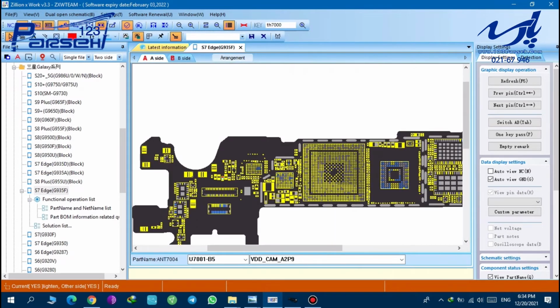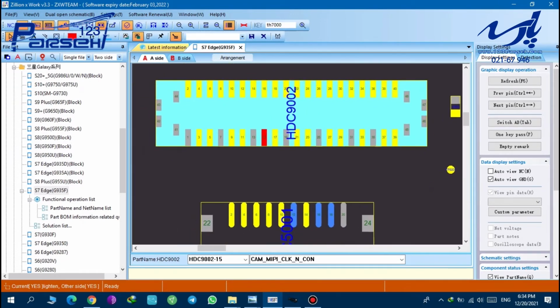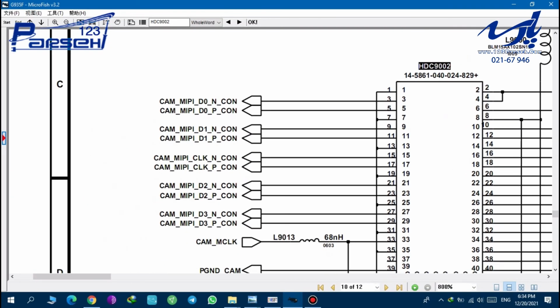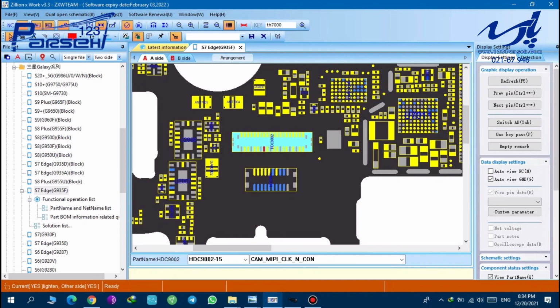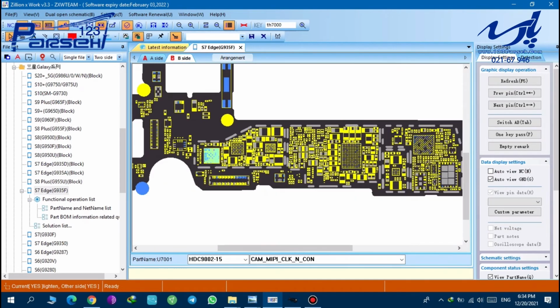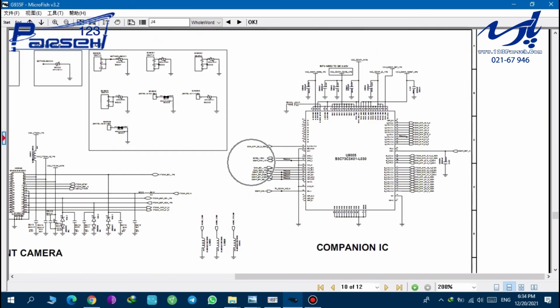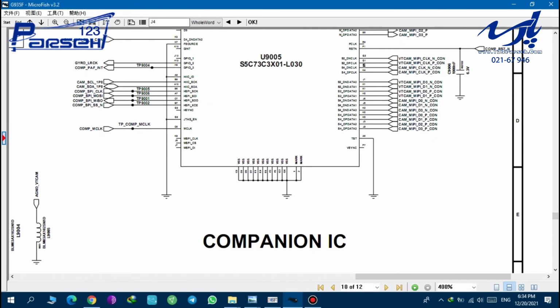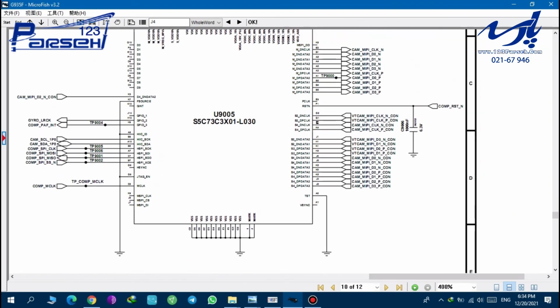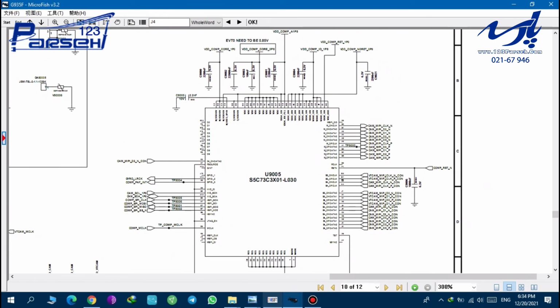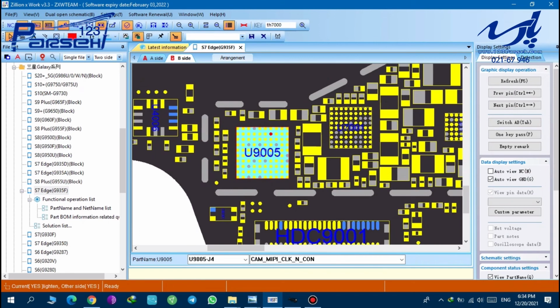About the data on your camera, they're called MIPI. All of them have diode values. The diode values are about 300 to 600, depending on the phone. You have to measure the diode value. If the diode value is not satisfactory, you have to keep moving to find out where your problem is. As you can see, they all go into this IC right here, called the companion IC. It is actually the camera IC, the IC responsible for our camera. If you have a problem with the MIPIs, you have to replace this IC.